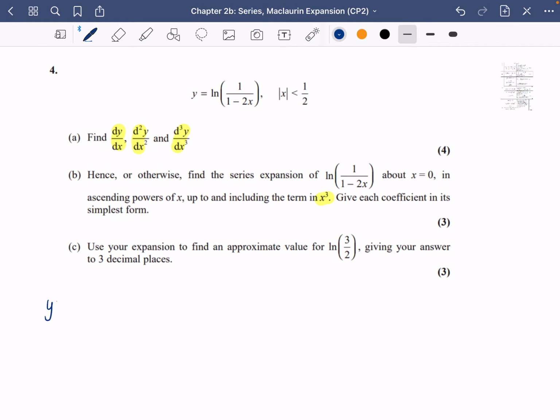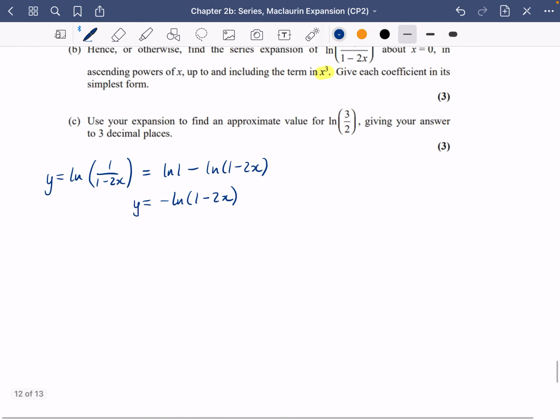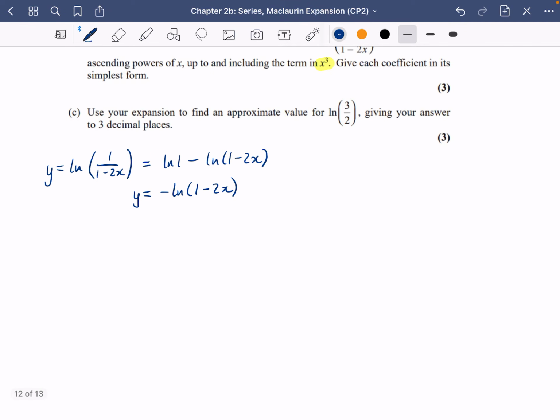So our function is y equals ln of 1 over 1 minus 2x. And I guess you need to think to yourself, does that look fun to differentiate? And I don't think it does, so I probably would like to manipulate this using my log laws. Now, using my log laws, I know that this is going to be the same as ln 1 minus ln of 1 minus 2x. But ln 1 is equal to 0, so it's just the same as y equals minus ln of 1 minus 2x.